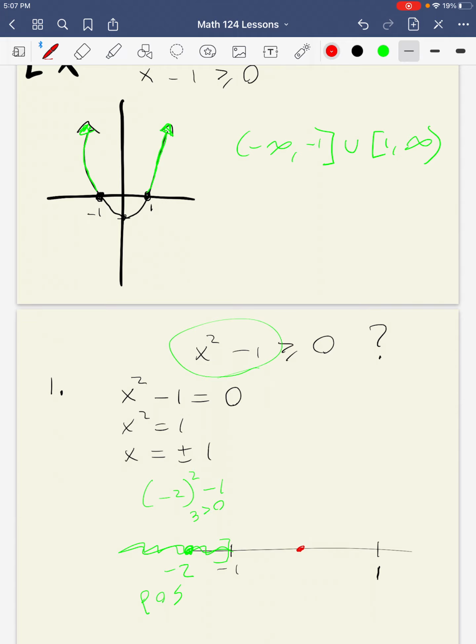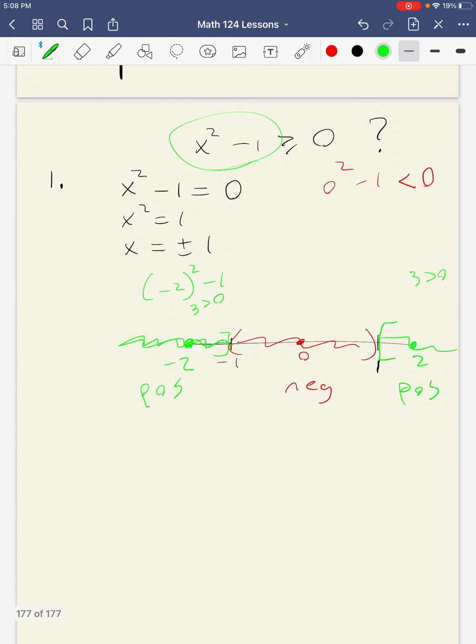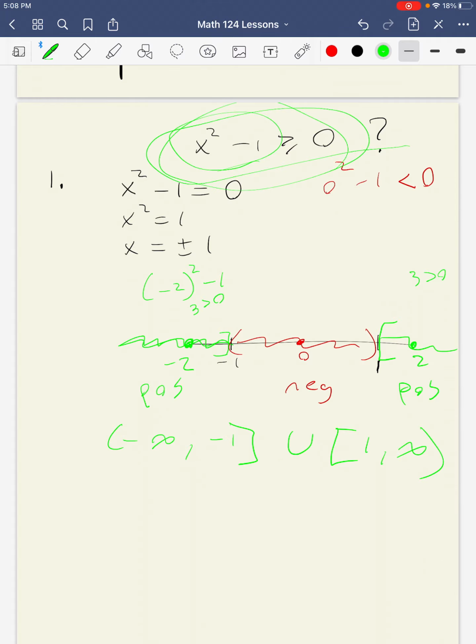Okay, if we plug in a point here, say we plug in the point 0, that's 0 squared minus 1, that's negative. So everything in here is negative. Then if we test a point here, say the number positive 2, you get 3 again, it's positive, everything in there is positive. And we get the same answer. Any number we plug in from negative infinity to negative 1, or from 1 to infinity, will make that inequality true.